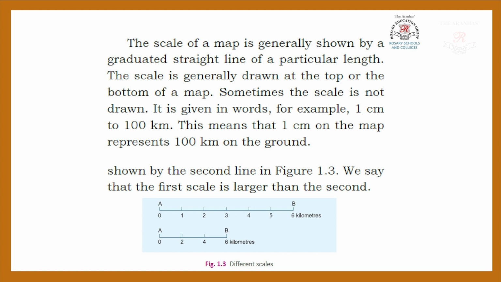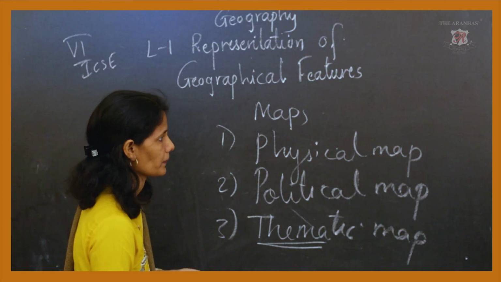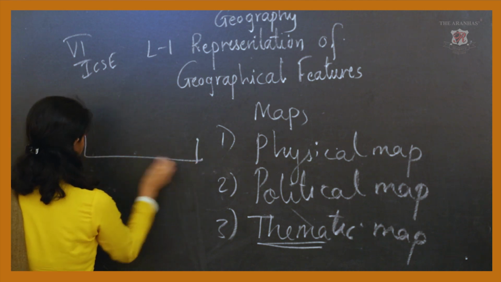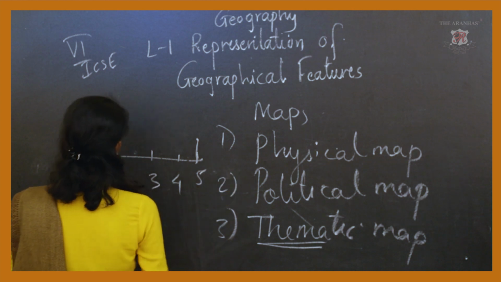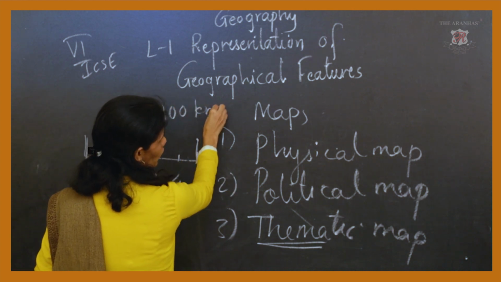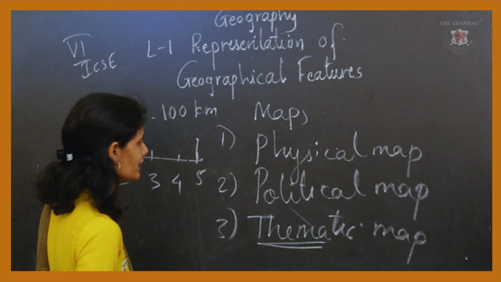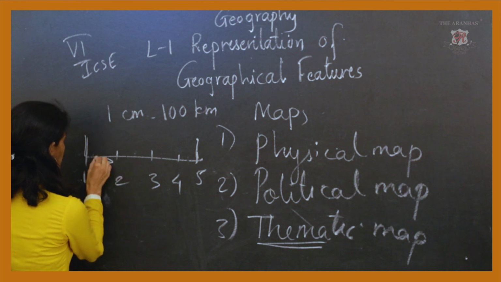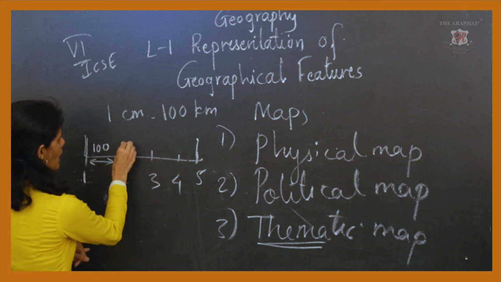So for example, if there is a marking over here, like this, 1, 2, 3, 4 and 5, and I say 1 centimeter is equal to 100 kilometers, then if I want to find what it is representing, this 1 centimeter is equal to how much? 100 kilometers. This is 100.